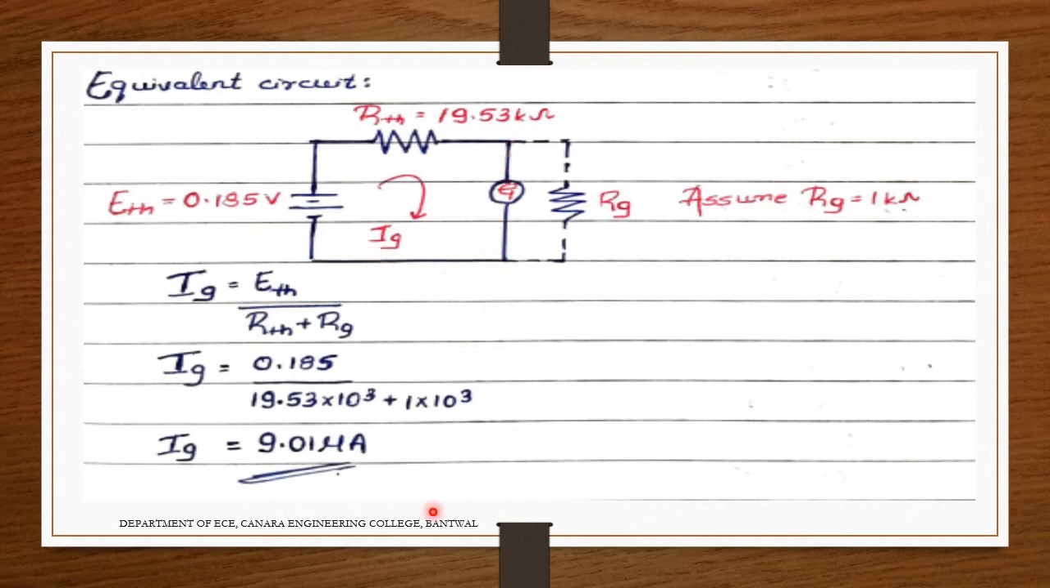We'll assume that RG is 1 kilo ohm. That is an assumption, we need the internal resistance of the galvanometer. I'll assume it as RG, and I have marked the current here. So what is that? The galvanometer current, the current flowing through it. So Ig is equals to ETH divided by RTH plus RG, that is 0.185 divided by 19.53 kilo plus 1 kilo. Ig is equals to 9.01 microamp.